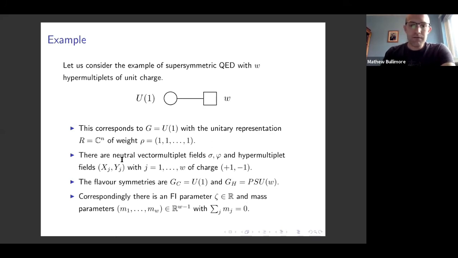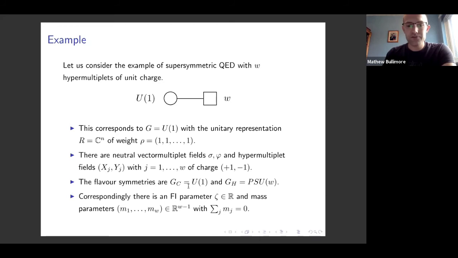So what fields do I have? Just to recap, because the gauge group is U(1), the adjoint representation is trivial, and the vector multiplet fields are therefore neutral. They have weight 0. Then there are some hypermultiplet fields x_j and y_j. There are N of them, the index j goes from 1 to N, and they have charge +1 and -1 under the U(1) gauge symmetry.